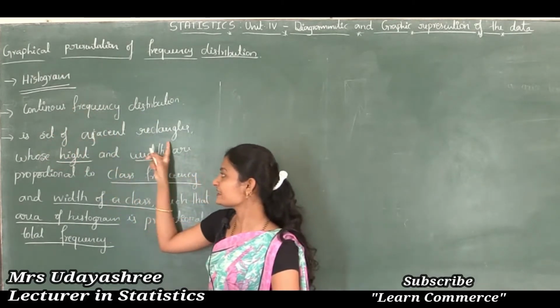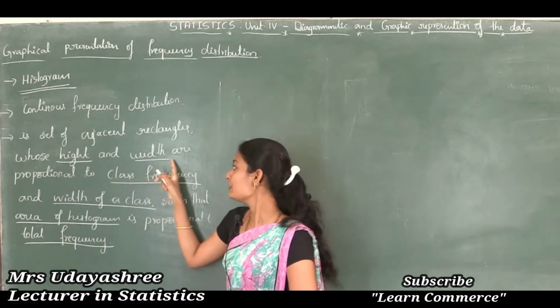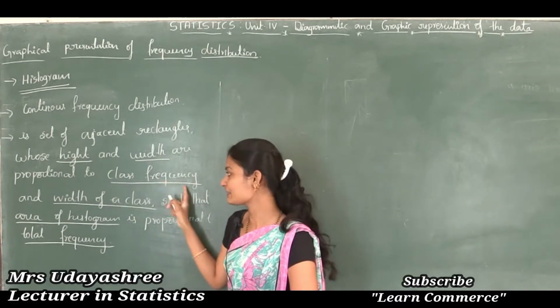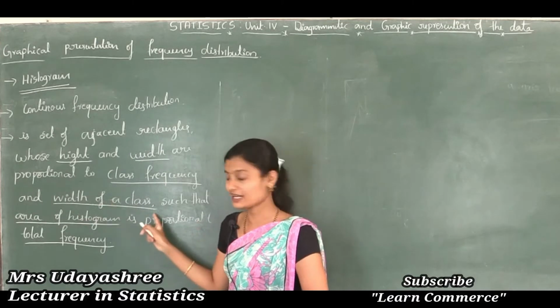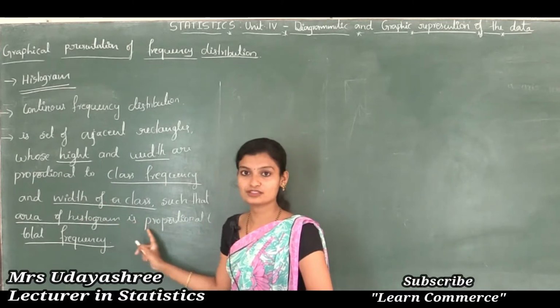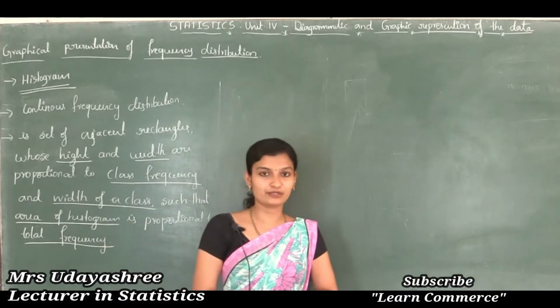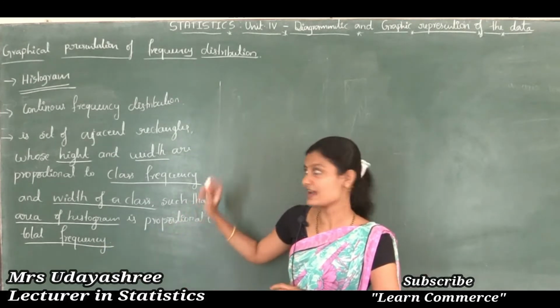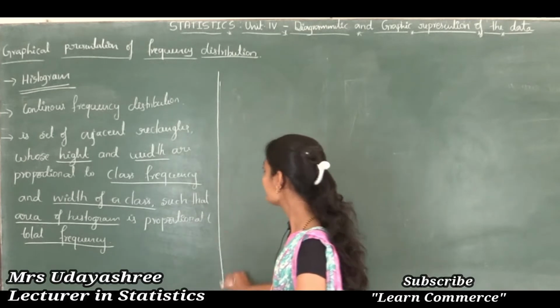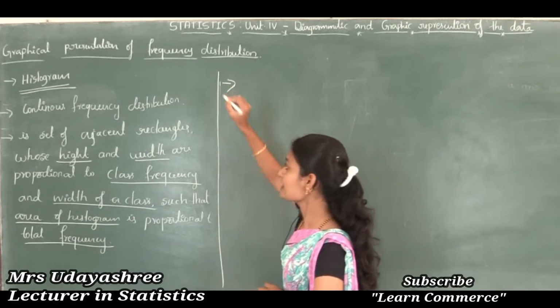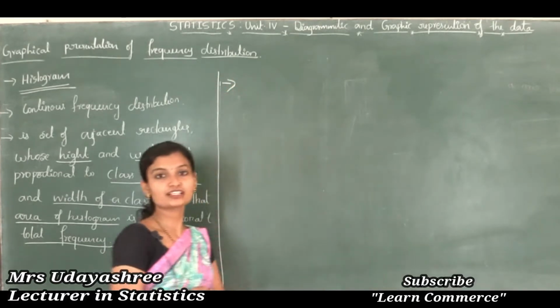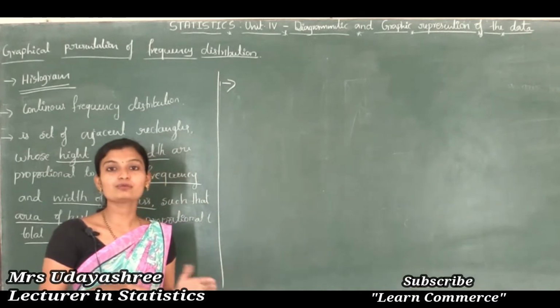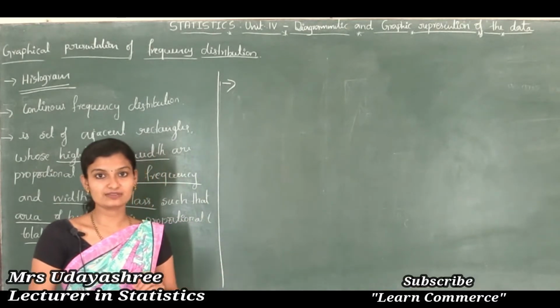We know that a histogram is constructed for a continuous frequency distribution, and a histogram is a set of adjacent rectangles whose height and width are proportional to class frequency and width of a class, such that the area of the histogram is proportional to the total frequency. This much we already discussed in the first class. In this class we are going to discuss how to convert inclusive class intervals into exclusive class intervals.